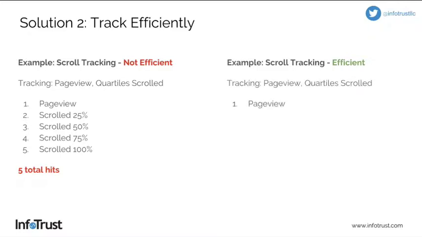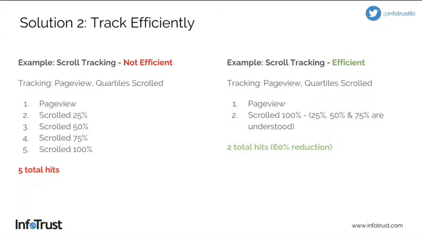In this case, we're going to do the very same thing we did with the video tracking. We're only going to send the last quartile that was scrolled, which is going to be that 100%. So again, 25, 50, and 75%, those are understood. We know those people have hit that because they made it to 100%. In this case, we've reduced the hits by 60%, sending 2 instead of 5. So there are a lot of different ways that we can get around these hit concerns by just tracking these engagements more efficiently.